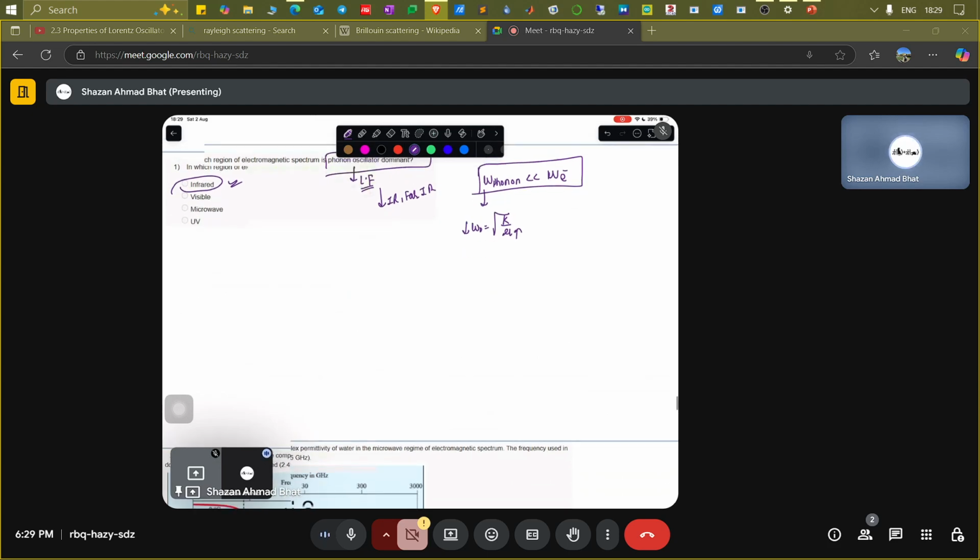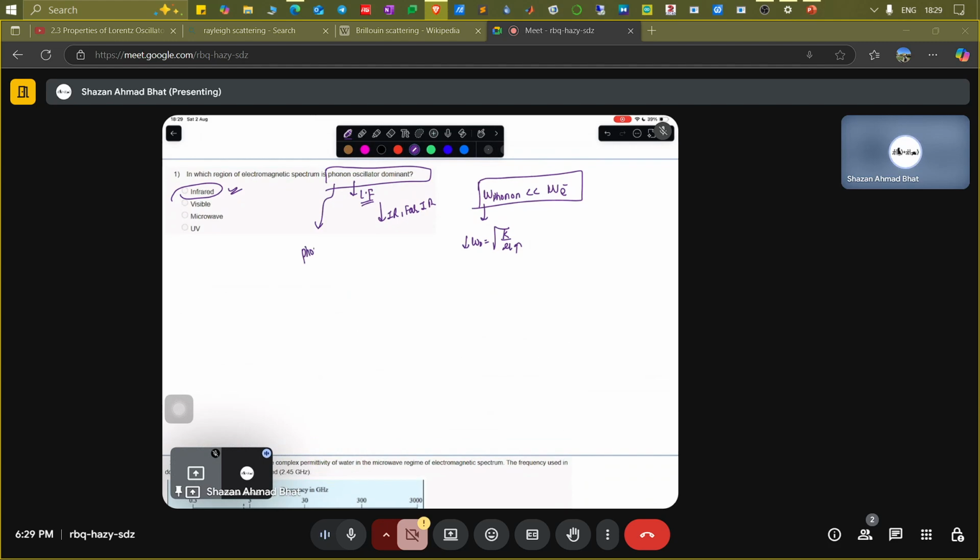And obviously, the phonons are associated with heat, and that is also basically a form of infrared radiation. Okay, so heat is like an infrared radiation. That's why you have IR cameras, because they can detect the IR electromagnetic radiation coming from the human body. So those are basically detecting the phonons.